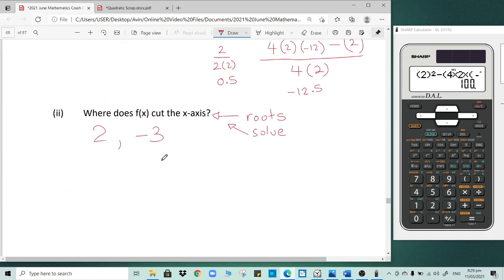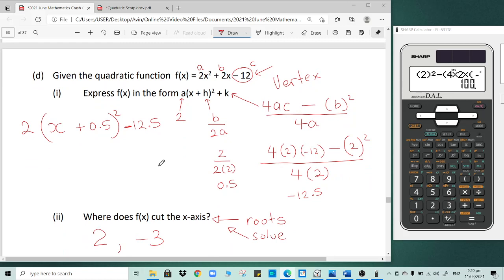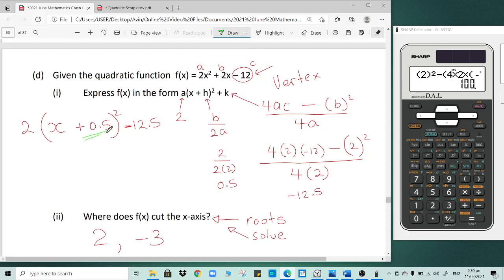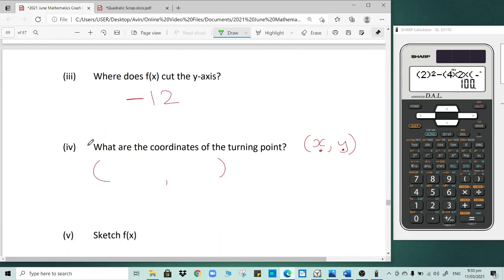Remember when we did vertex form? We ended up with a number inside the brackets. Let me just circle it. Let me put it in green. Remember, we ended up with a number inside the brackets with the x. The x coordinate of the turning point is the opposite of that number. So in the brackets is positive 0.5. So that means the x coordinate is minus 0.5. We take the opposite of that number.